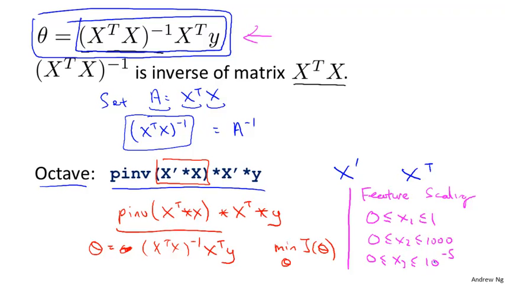And if you're using the normal equation method, this is okay, and there's no need to do feature scaling. Although, of course, if you were using gradient descent, then feature scaling is still important.